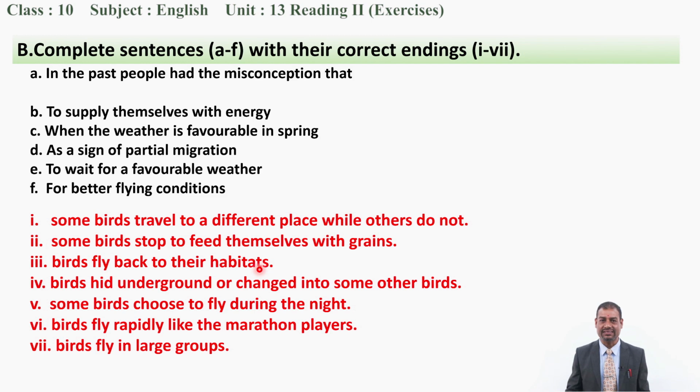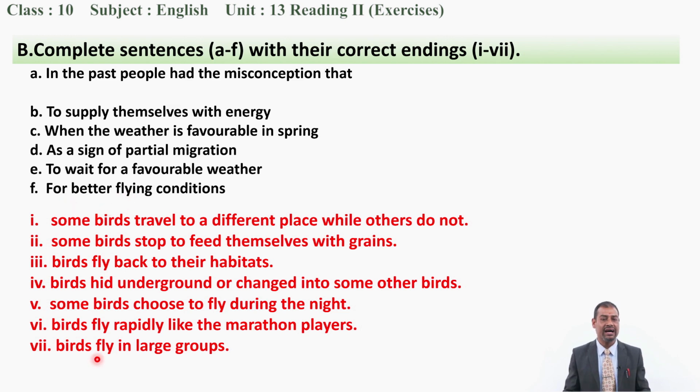So now I just want to read the sentences for you, and at the same time you just try to do this task, okay? A. In the past, people had the misconception that, so what can be the correct ending? You just try to find out. B. To supply themselves with energy. C. When the weather is favorable in spring. D. As a sign of partial migration. E. To wait for a favorable weather. F. For better flying conditions.